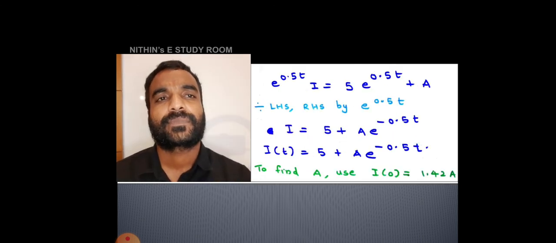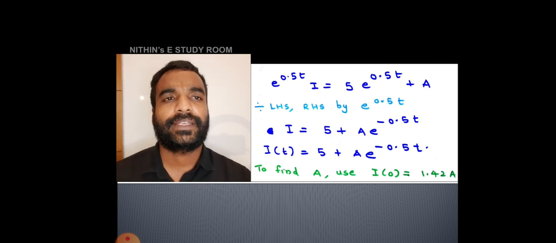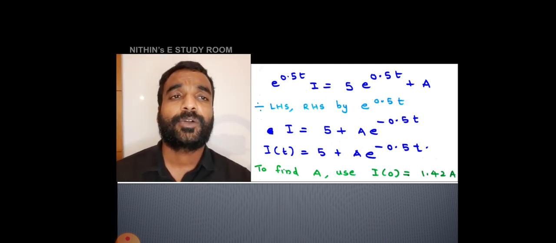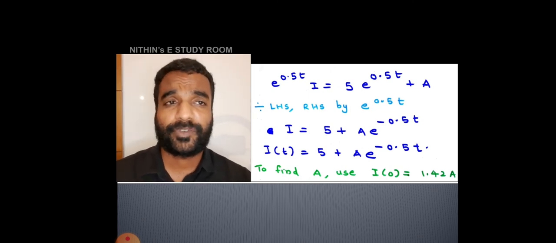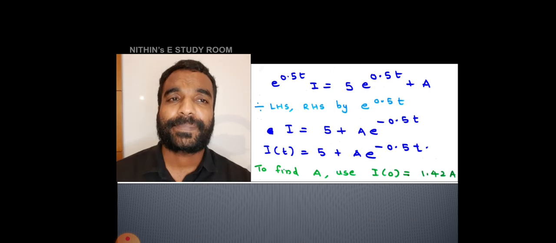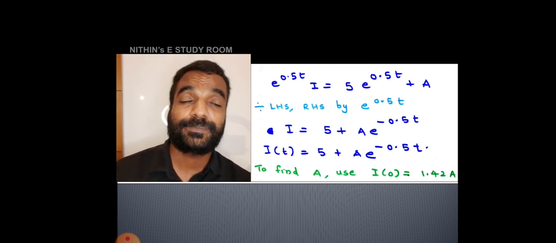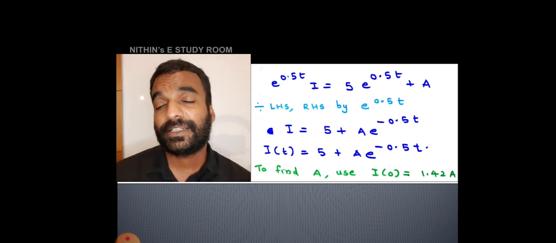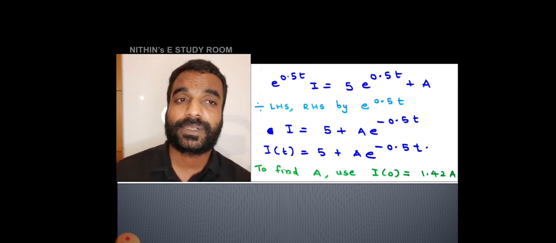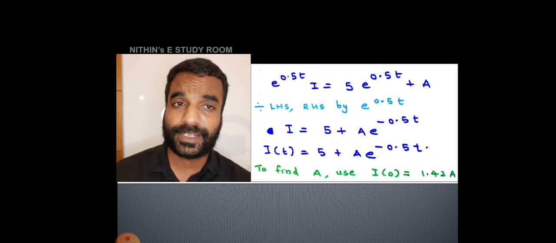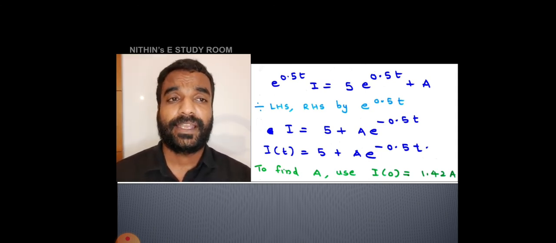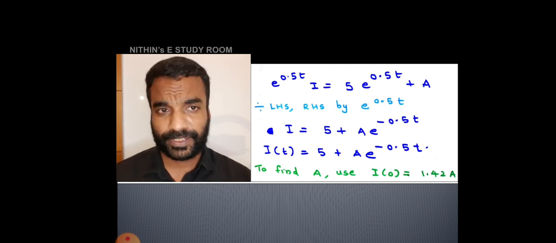Now, e raised to 0.5t into I is equal to 5 into e raised to 0.5t plus a. Now, divide all terms by e raised to 0.5t because we want I alone. So, I is equal to 5 plus a into e raised to minus 0.5t, because e raised to 0.5t is in the denominator, so in the numerator it becomes a into e raised to minus 0.5t. Now, I of t is equal to 5 plus a e raised to minus 0.5t.